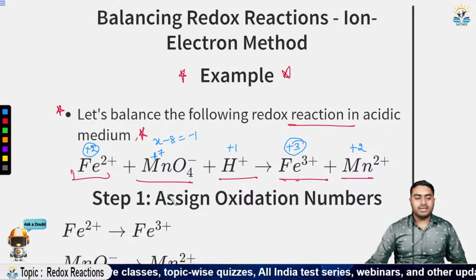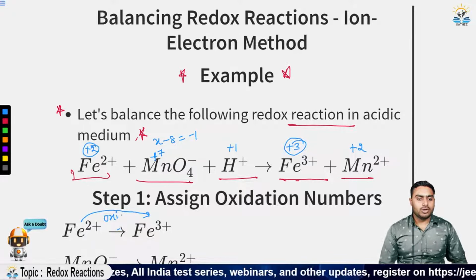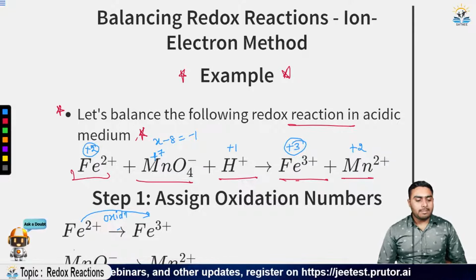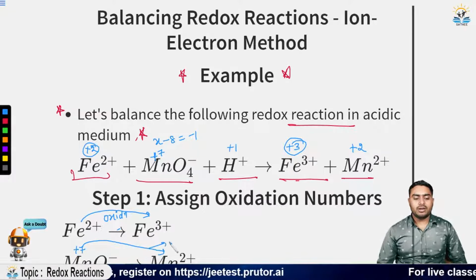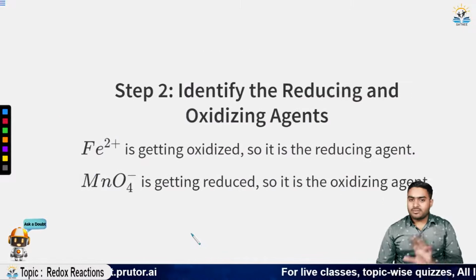Okay, you can see Fe plus 2 to plus 3, oxidation. Fe is going plus 2 to plus 3, so definitely it is oxidation. It is undergoing oxidation. Mn plus 7 to plus 2, so definitely Mn is undergoing reduction. Mn is undergoing reduction. So the first step is clear.